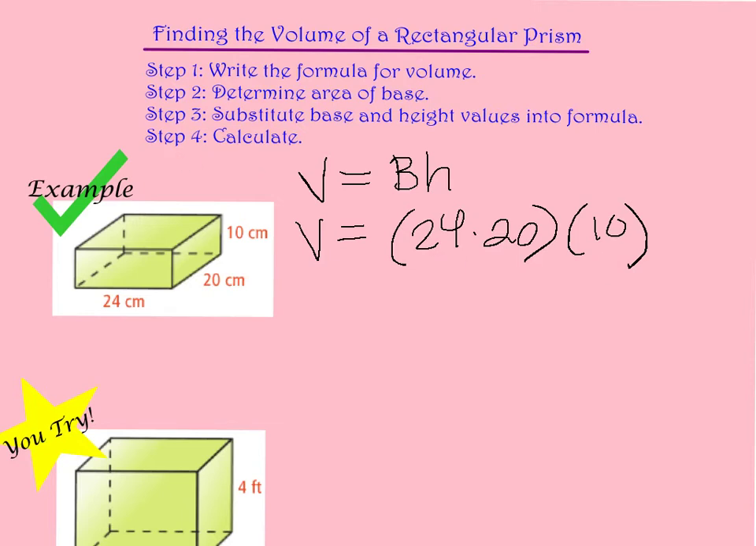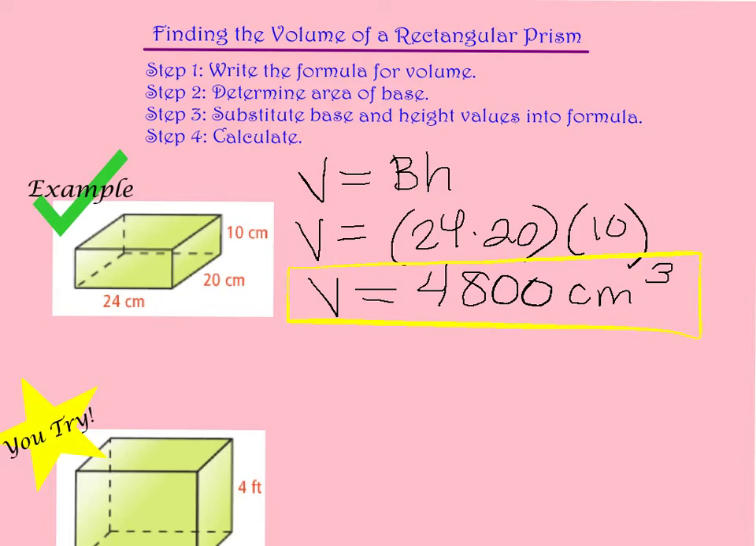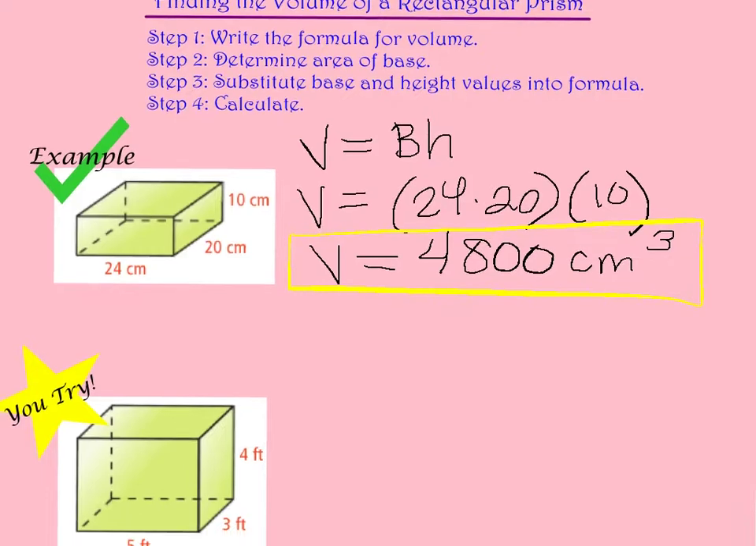So my last step is to calculate. So volume is equal to 24 times 20 is 480, and that times 10 is 4,800. And my units here are going to be centimeters cubed. So before we always said squared. Square was for area. For volume, it's going to be cube. So here's my final answer. Alright, you guys, you try. Let's look at this problem below.